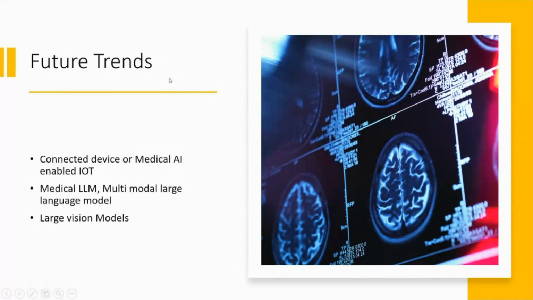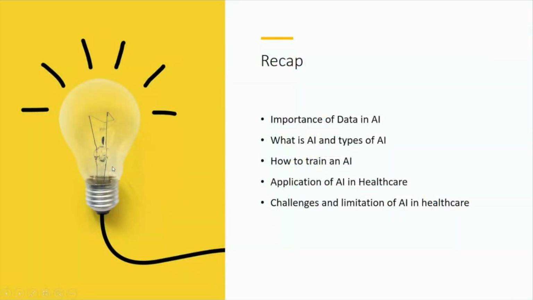So next is about future trends. Almost finished already. Future trends are about moving from text-based agentic AI toward multimodal large language models, meaning they will help you analyze your images, videos and so on. Another thing is medical AI-enabled IoT, those IoT devices. Okay, so that's the end of my sharing. Just a recap: I shared with you the importance of data in AI.